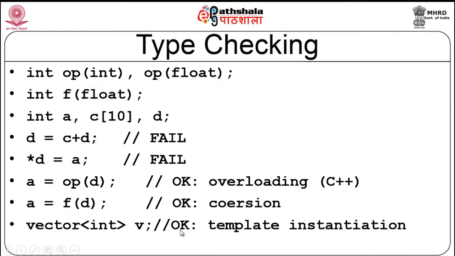Vector of int v semicolon. This is a declaration for the function vector whose argument is an integer and whose variable is v, and this is okay because this will result in templates in C++.